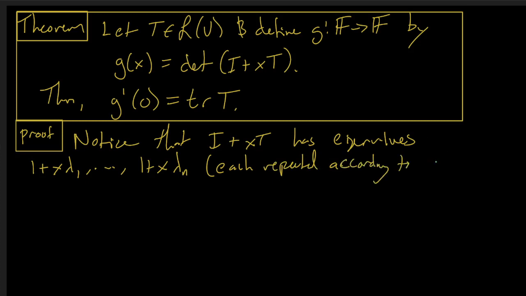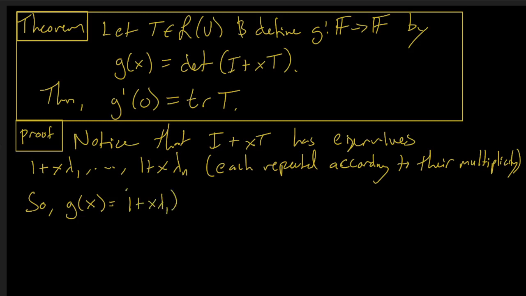according to their multiplicity. That is, according to the multiplicity of each eigenvalue for T, right? Yeah, okay, and it's going to be the same multiplicities for I plus xT, yeah? Okay, so watch this. So G of x is then equal to, well, it's the determinant of this thing. It's just going to be 1 plus x lambda 1 through dot dot dot 1 plus x lambda n.